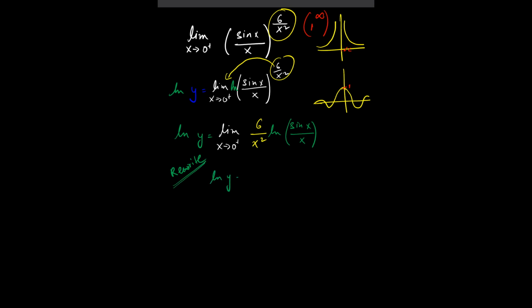So natural log of y equals the limit as x approaches 0 from the right. 6 is just a scalar multiple, so we're allowed to leave the 6 outside, but do not forget to multiply by that 6 towards the very end. So we have natural log of sine of x over x, that's the argument of the natural log, divided by x squared. Please do not multiply this x squared with this x, because x squared is separate and this x comes from the argument of the natural log.